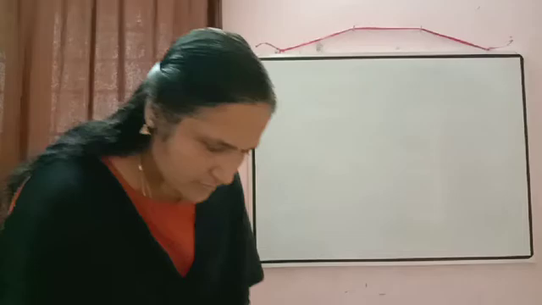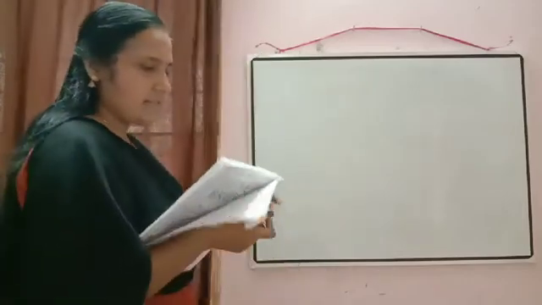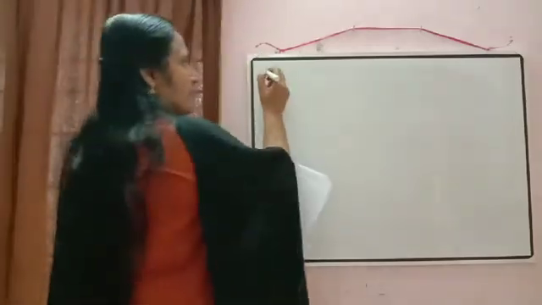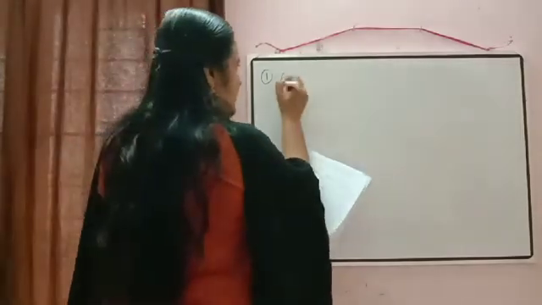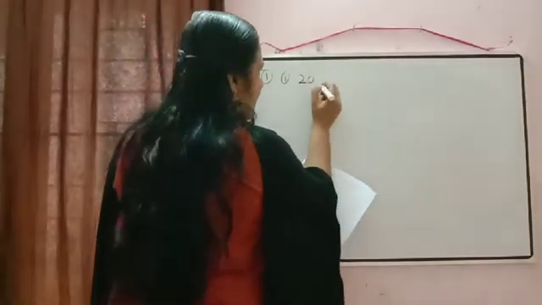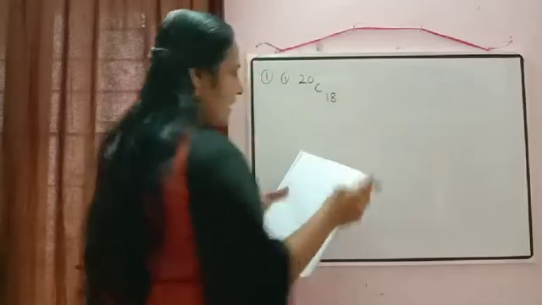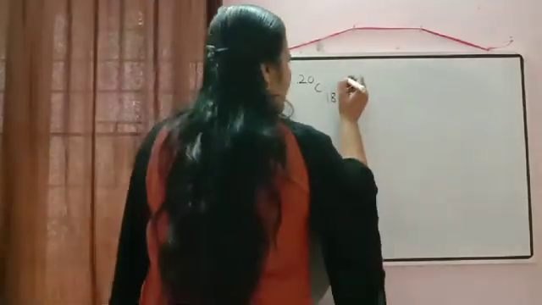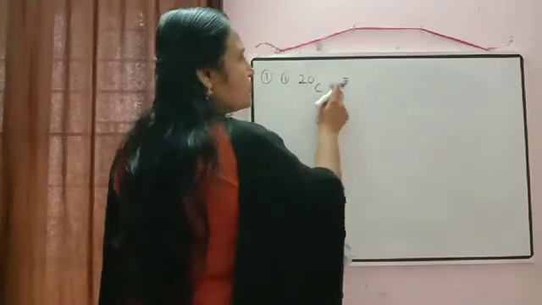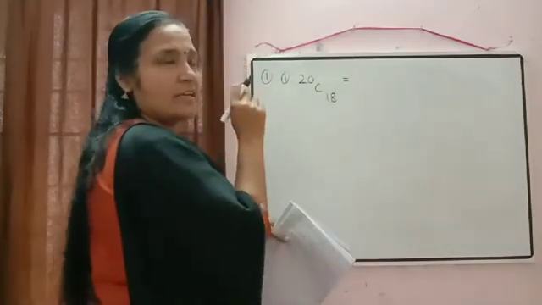So now all of you just write down the first question. First question is evaluate 20C18. Now just check here, the number is so big. Now which property can we use?